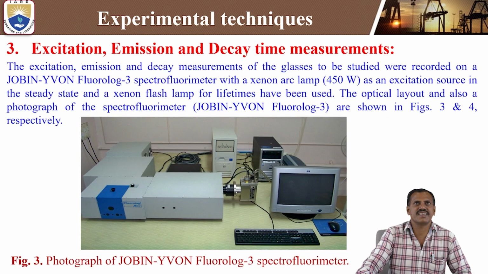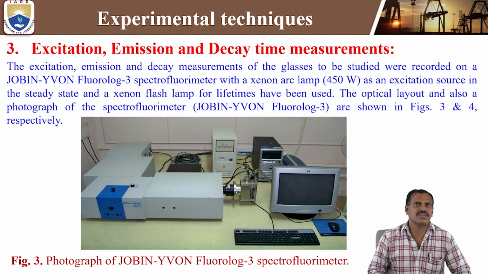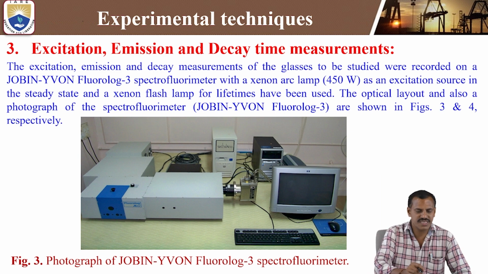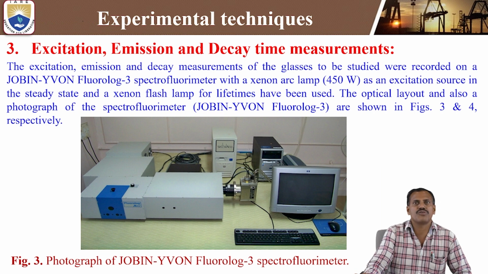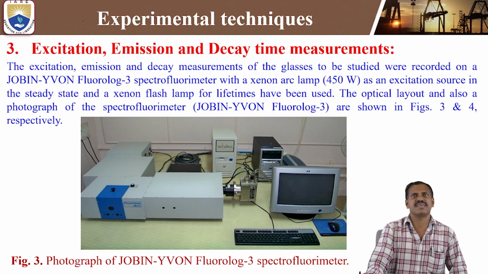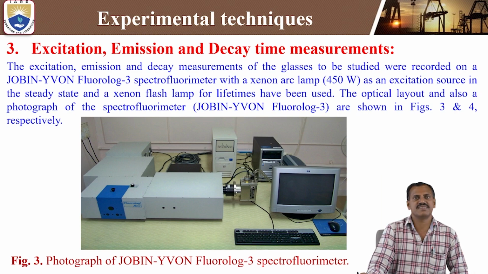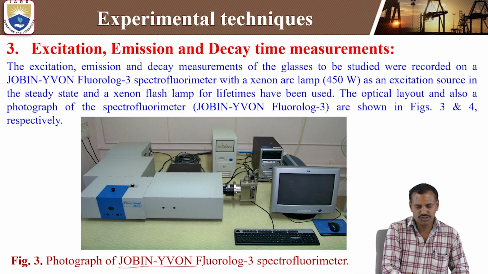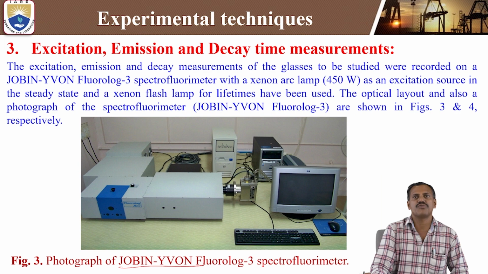The third one is excitation, emission and decay time measurements. After the absorption studies, we can do luminescence studies. In luminescence studies, we can measure excitation, emission and decay time, which we can do using the Jobin Yvon Fluorolog-3 spectrofluorimeter. This is the fluorescence spectrometer.